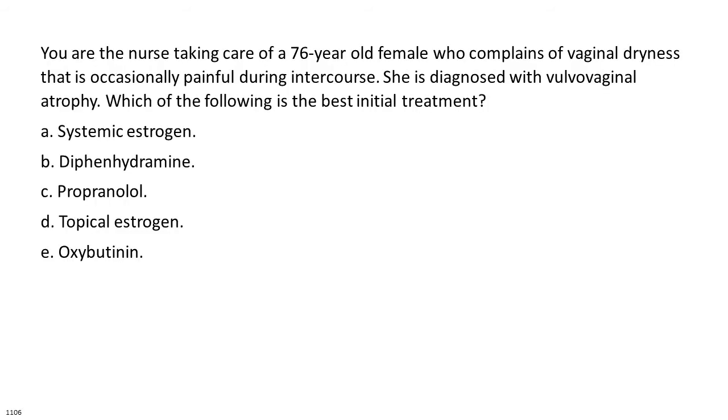You are the nurse taking care of a 76-year-old female who complains of vaginal dryness that is occasionally painful during intercourse. She is diagnosed with vulvovaginal atrophy. Which of the following is the best initial treatment? A. Systemic estrogen. B. Diphenhydramine. C. Propranolol. D. Topical estrogen. E. Oxybutynin.